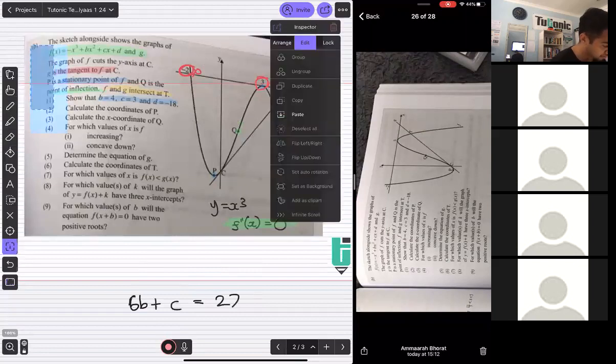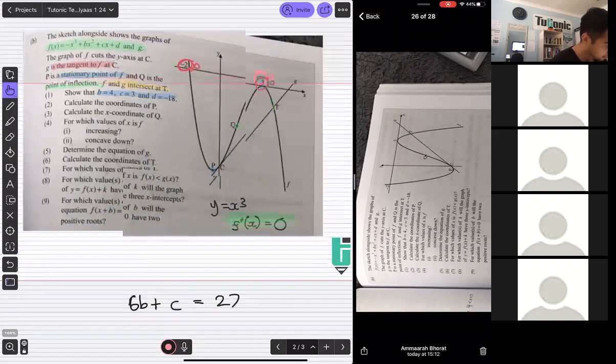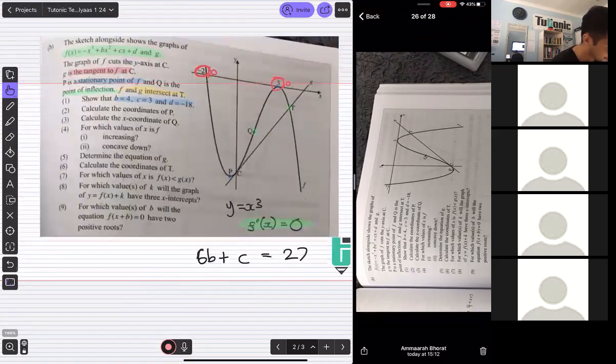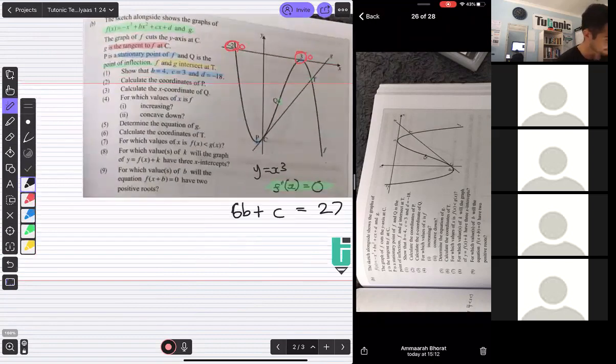Yeah, so that's the first equation. And what's the second equation? We got to say the second equation is the x-intercepts, right? And what do we know about the x-intercepts? It's where y equals 0. y is naught. So we're going to make y naught, so it becomes minus x cubed plus bx squared plus cx plus d, right?